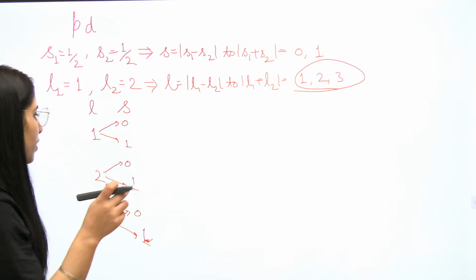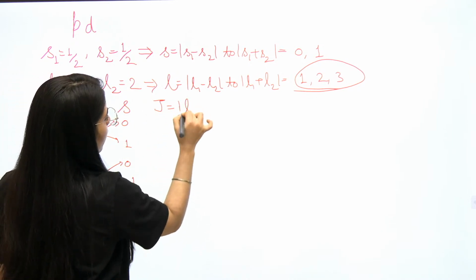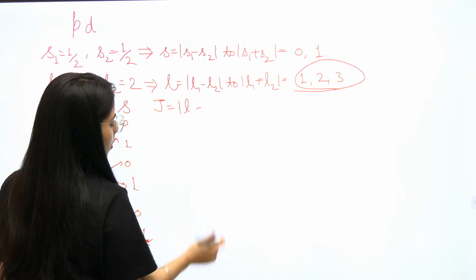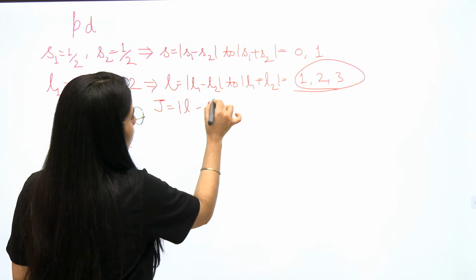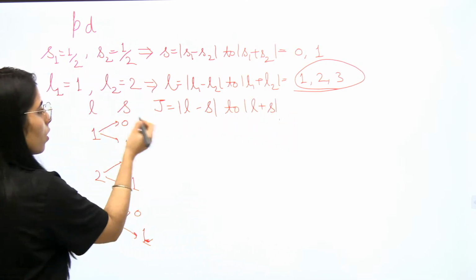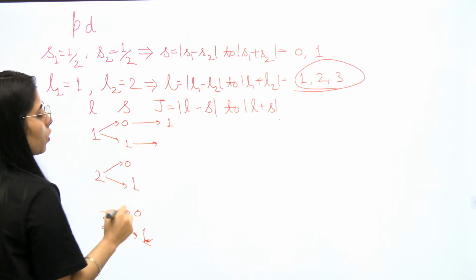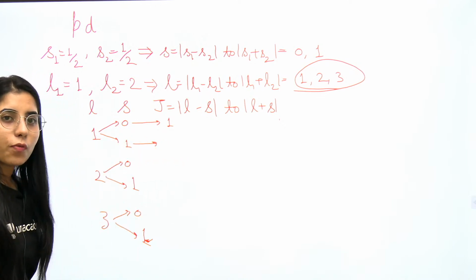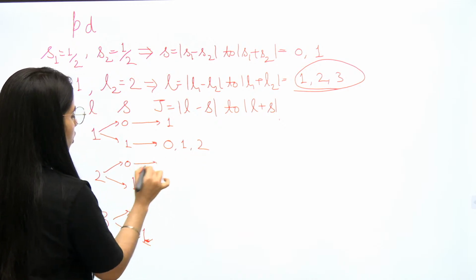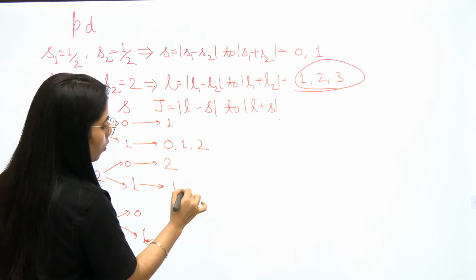Done. And next point. J is equal to L minus S to L plus S, which means you will get 1 minus 0 to 1 plus 0. It's going to give you just 1. 1 minus 1 to 1 plus 1. The gap or difference of 1 should be there. So 0, 1, 2. Okay. 2 minus 0 to 2 plus 0, just 2. 2 minus 1 to 2 plus 1, 1, 2, 3.